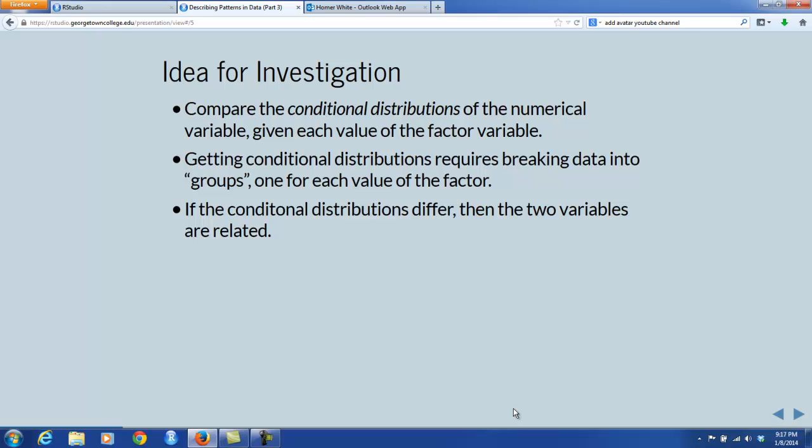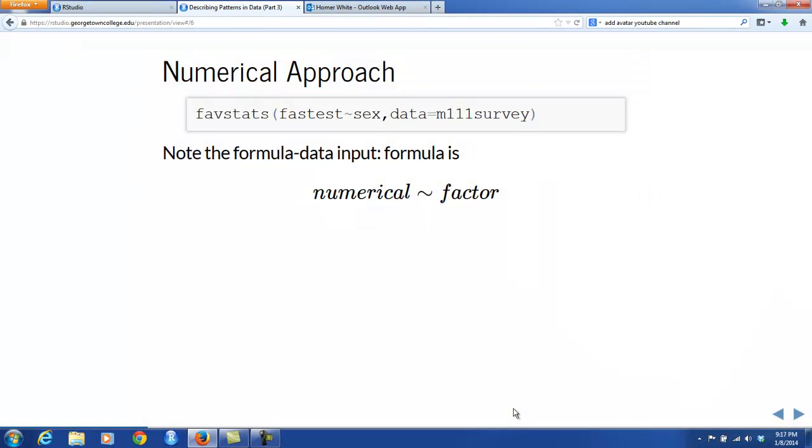We'll get these two conditional distributions from our data, and we'll compare them. Maybe we'll compare their centers or their spreads or their shapes. And if the two conditional distributions differ in center, spread, or shape in some significant way, then the two variables are considered to be related. So let's take a numerical approach first. We have our familiar function favstats, but a little bit different approach to the formula part of the formula data input. Now the formula looks like the numerical variable, then your twiddle, then a factor variable.